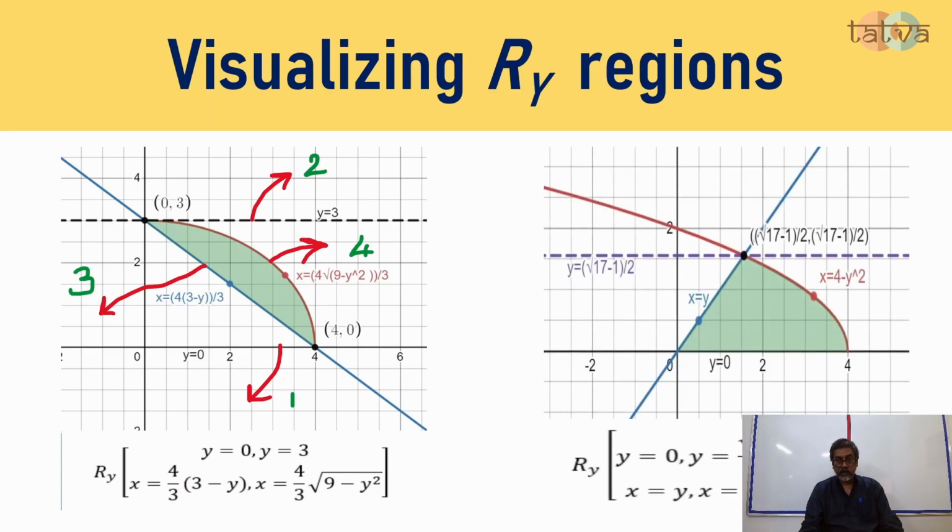The second Ry region looks like this. And then again you can see that region is trapped between two horizontal lines. One of them is y is equal to 0. The other is y is equal to (square root of 17 minus 1) by 2. So again, that is the lower y, that's the upper y, which are constants. And then this is the left curve, x as a function of y. Then that is the right curve, x again as a function of y. So you have to maintain that discipline. Y limits should be lower first, upper next. X limits left first, right next.